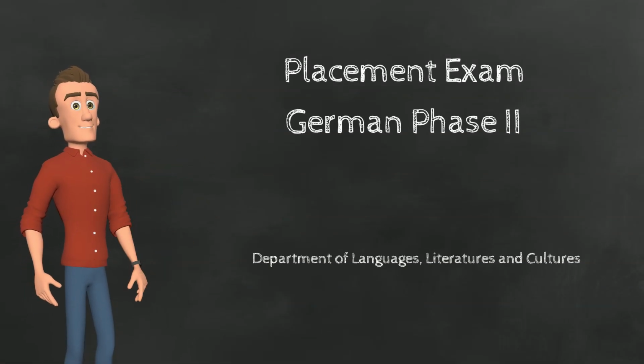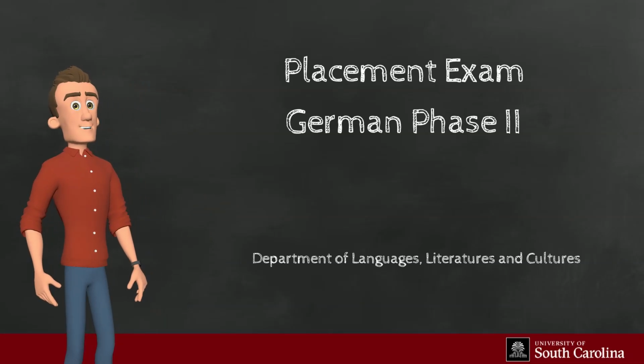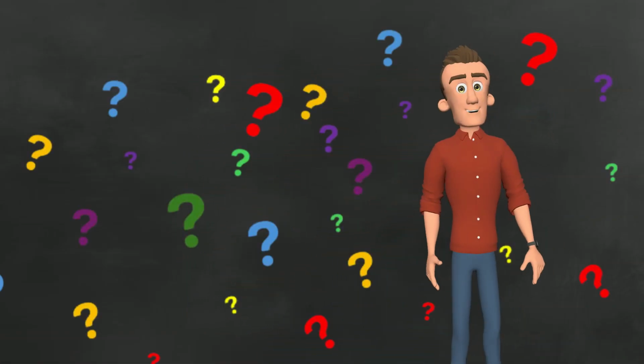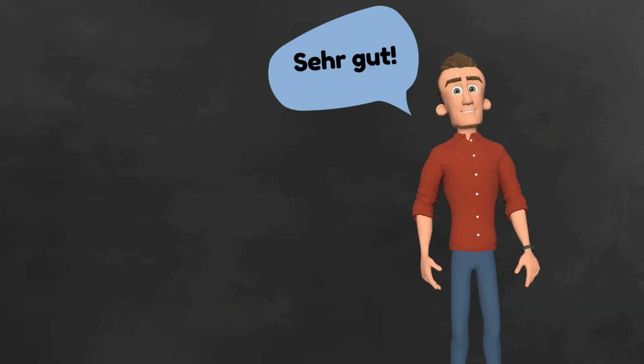Welcome to the German Phase 2 placement exam for the Department of Languages, Literatures, and Cultures at the University of South Carolina. In this short video presentation, you will learn about the various parts of this exam and how to complete each section so that we can accurately assess your speaking and writing skills in German.